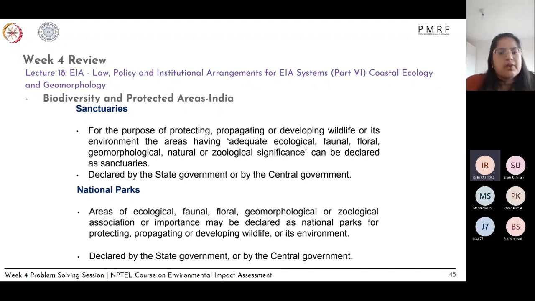And then we have the national parks, which are areas of ecology, fauna, flora, geomorphology, and they are declared as national parks for protecting, propagating, or developing wildlife or its environment. And they are again declared by the state government or by the central government. So the difference between sanctuaries and national parks is that sanctuaries are for protecting and preserving specific areas, whereas national parks are for protecting the habitat of all of these things working together.